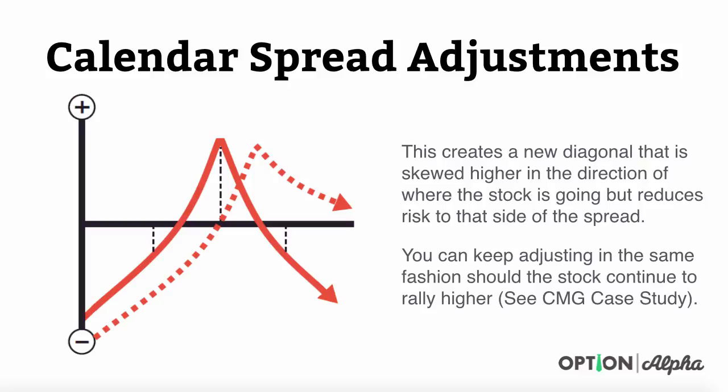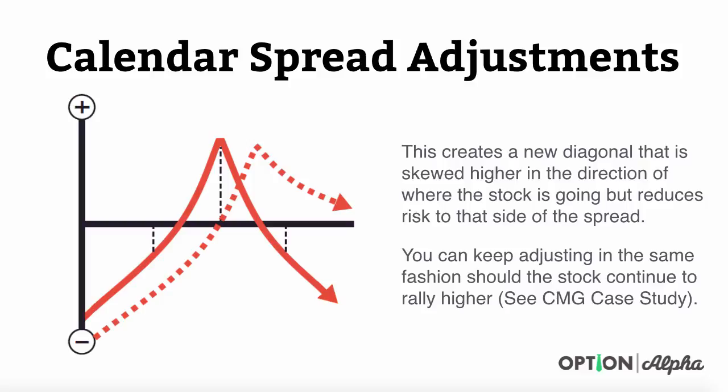And we suggest that you take a look at our CMG case study that we did because we had this happen with a CMG trade that we made and we adjusted, I believe, 3 or 4 times. We had rolled it up and basically whittled the loss down about 75% from what it was going to be without any adjustments. So a really good case study on making that adjustment.